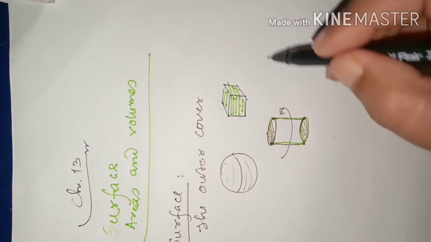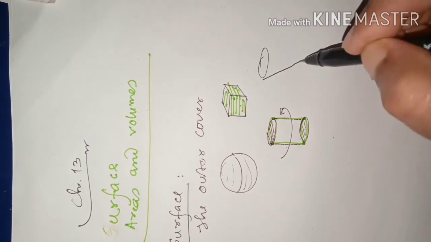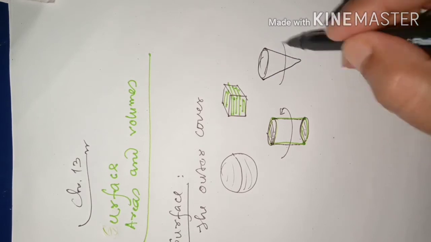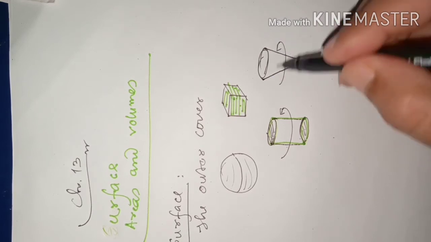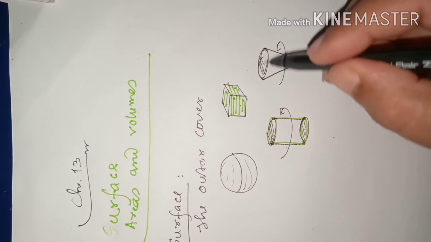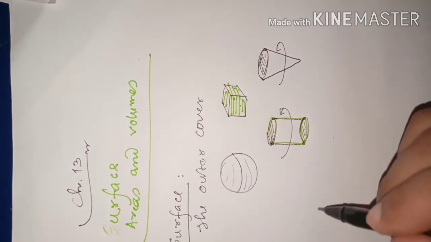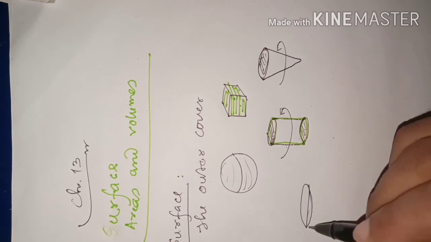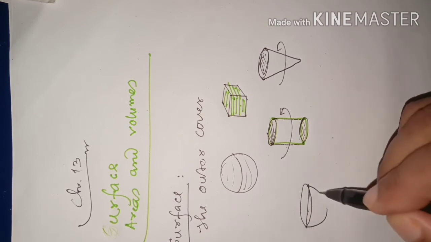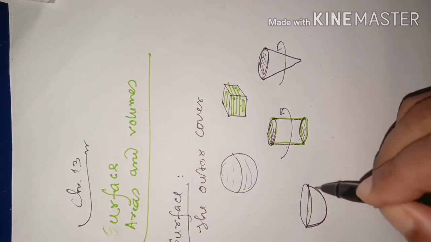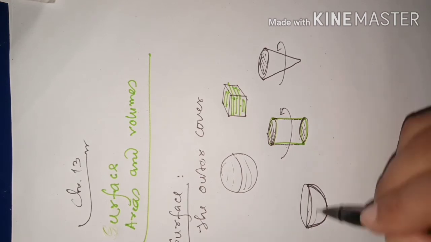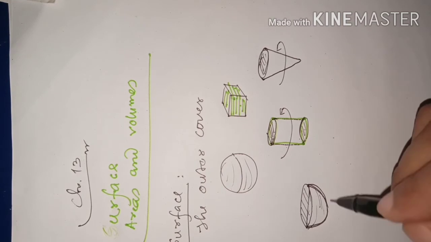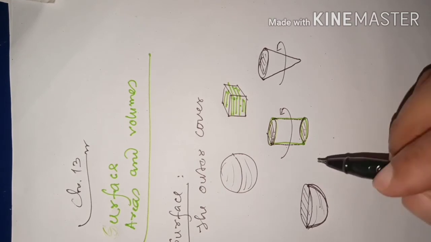Or suppose you have got an ice cream cone and you hold the ice cream cone here. So this outer cover, that is a surface. This is also a surface. The top one is also a surface. Or you have got a hemispherical bowl. So it has got an outer surface, this one, and it has got an inner surface, this one. So these are surfaces because outer cover.